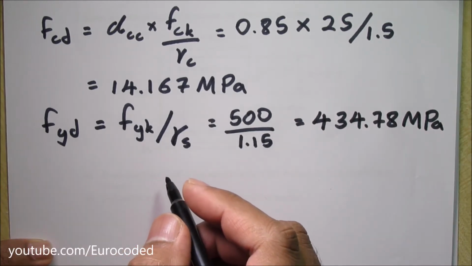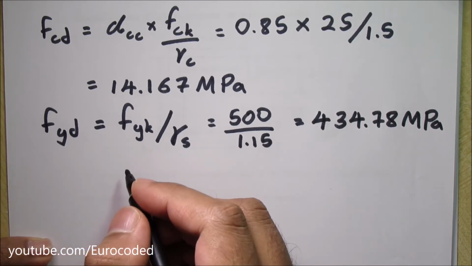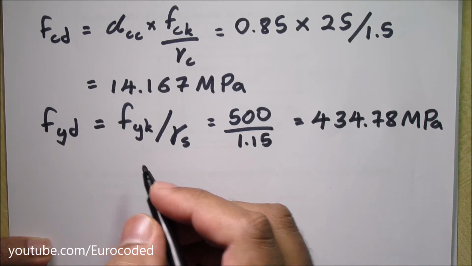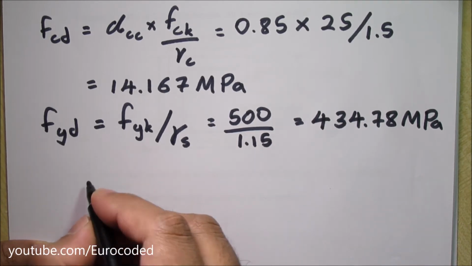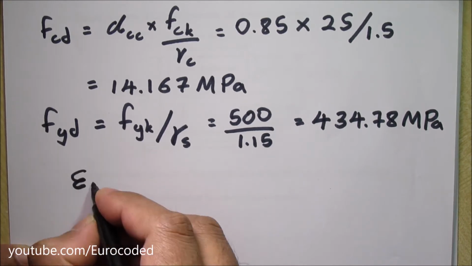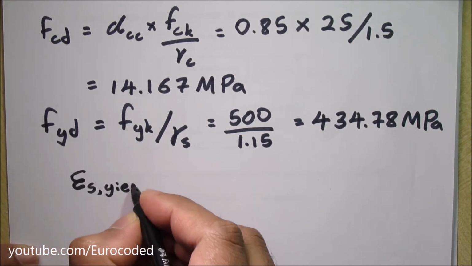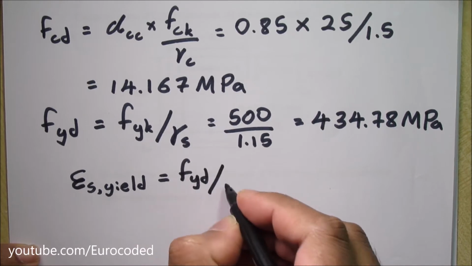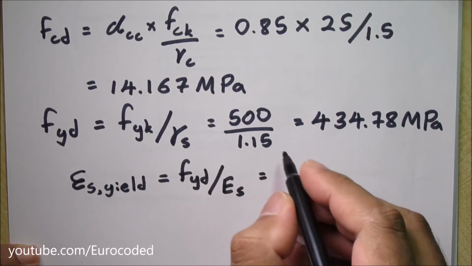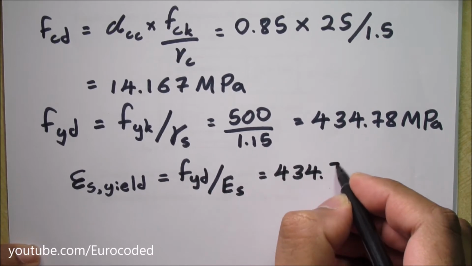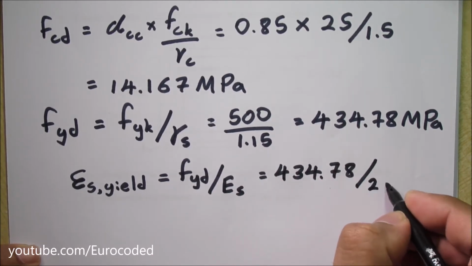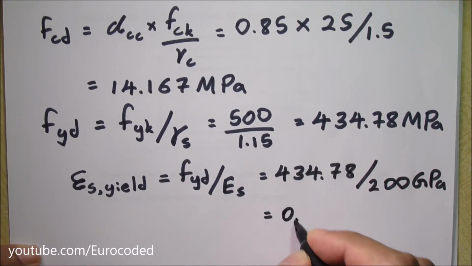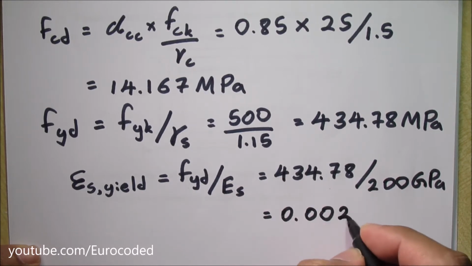Then we can calculate the yield strain of reinforcement. We will need this value towards the end of these calculations to prove that the reinforcement is yielding. So the yield strain in reinforcement, epsilon s yield, is equal to Fyd over Es, that is equal to 434.78 over 200 gigapascals. This is equal to 0.00217.